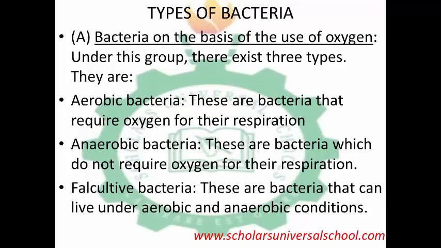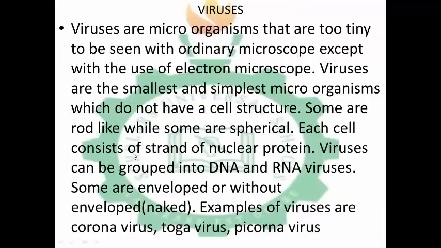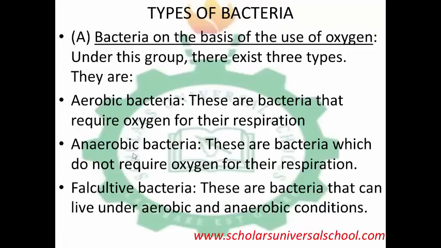We have bacteria based on the use of oxygen. Under this group, there exist three types. They are the aerobic bacteria. These are bacteria that require oxygen for their respiration. Anaerobic bacteria, these are bacteria which do not require oxygen for their respiration. Aerobic really means that there is need for oxygen to undergo respiration, while those that do not require oxygen are known as anaerobic.